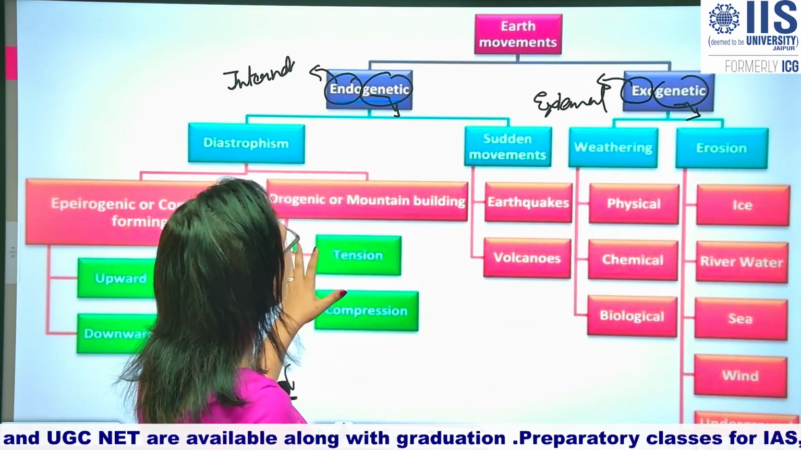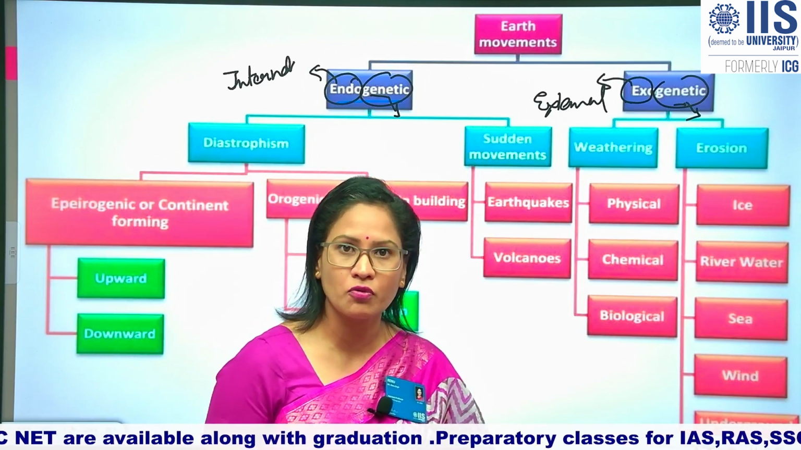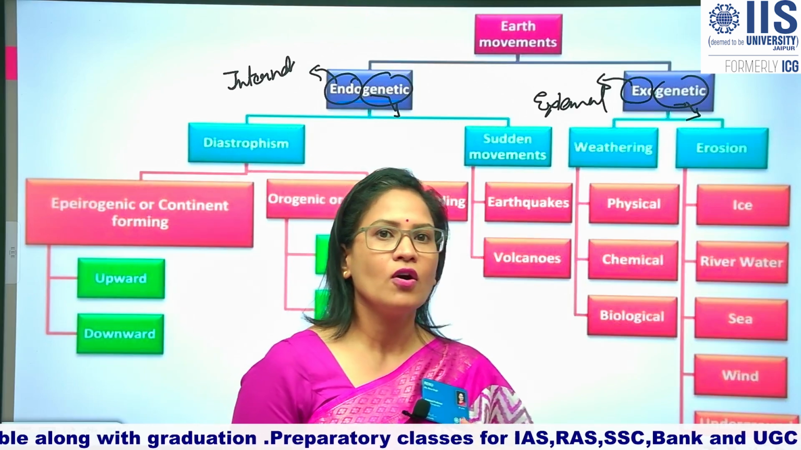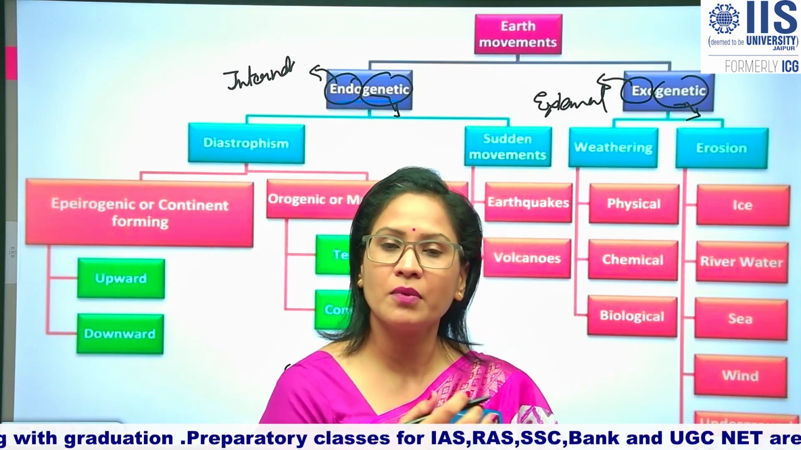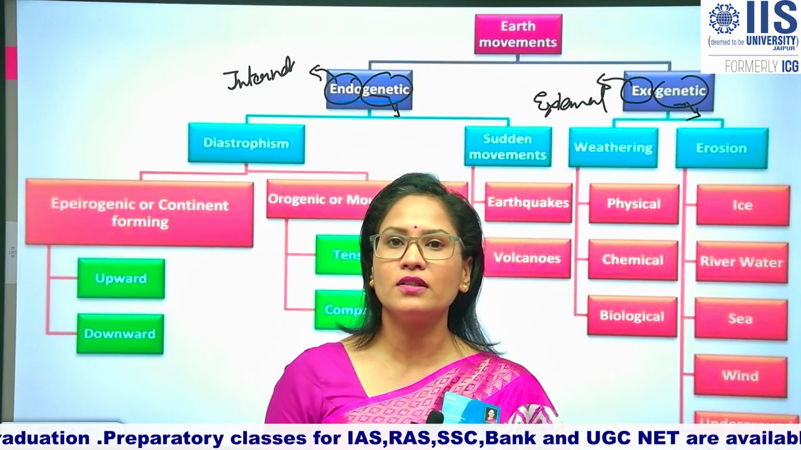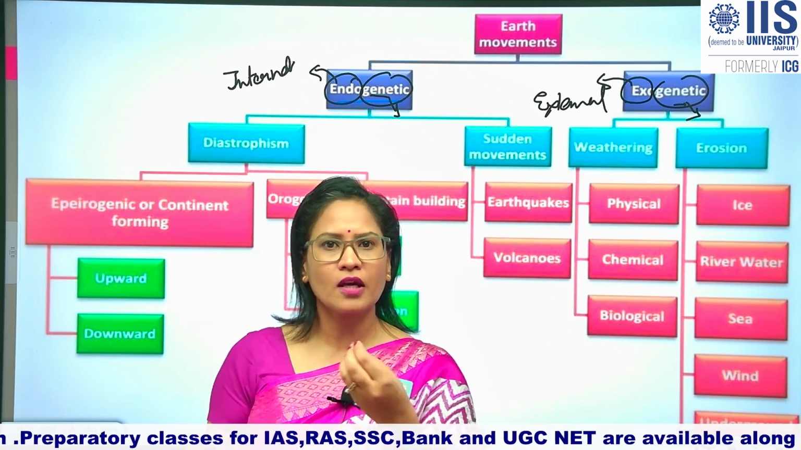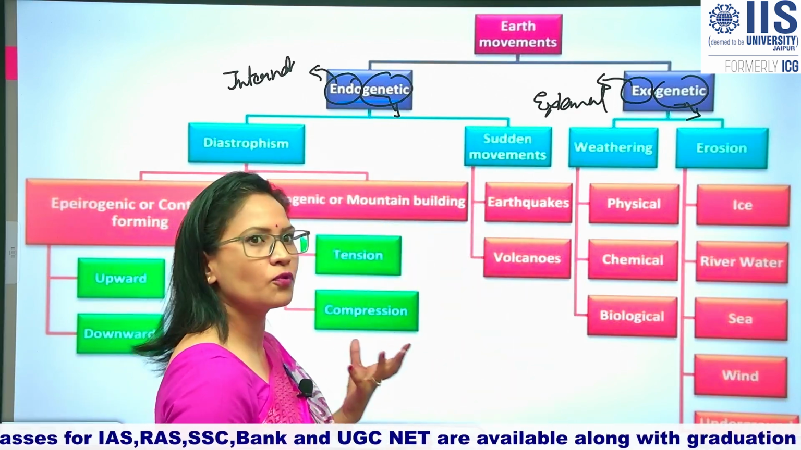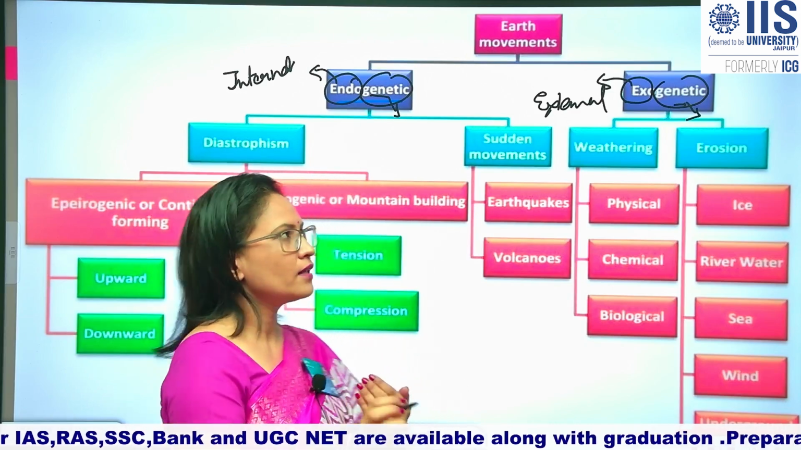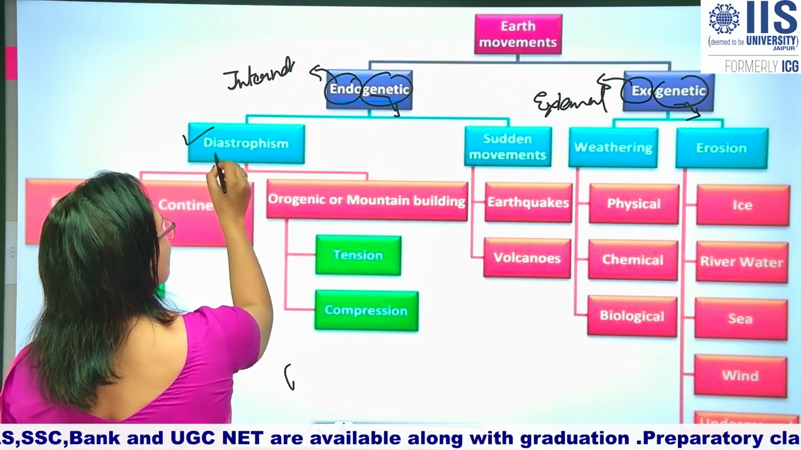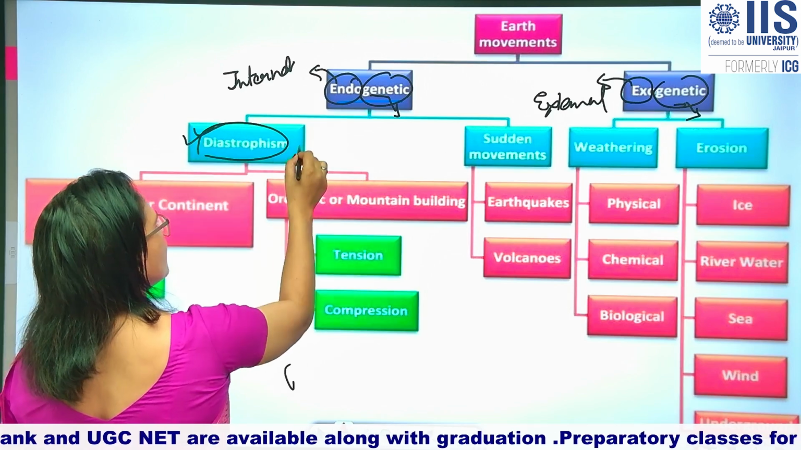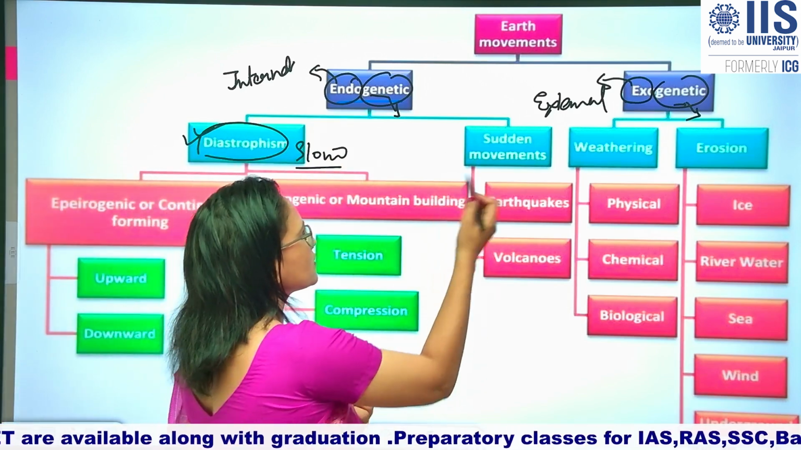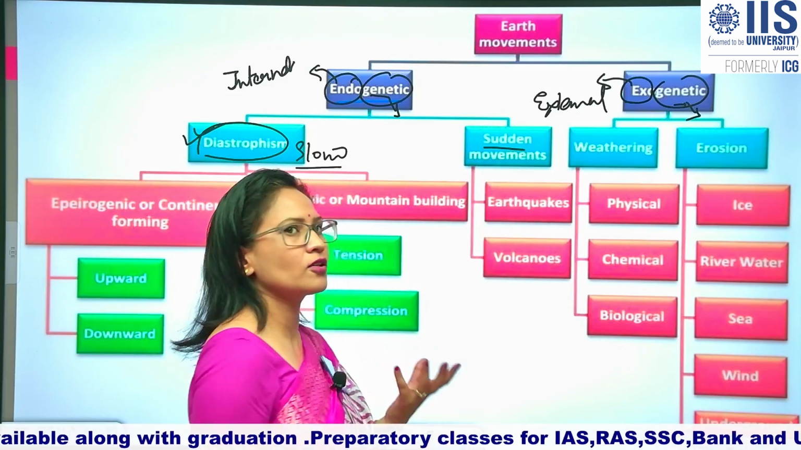Now we have a further classification of earth movements in endogenic forces, which is based on the time period. Some forces occur suddenly on the earth's surface, and sometimes forces move over a long period. If the forces work with slow movement, they are known as diastrophism. And if some movement occurs suddenly, they are known as sudden movements.